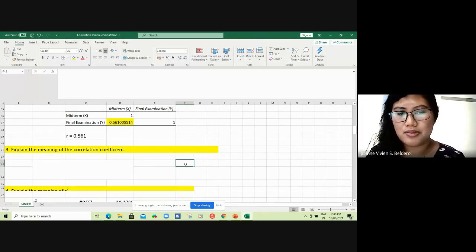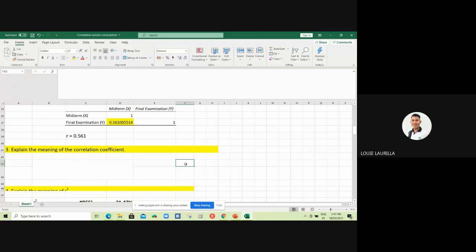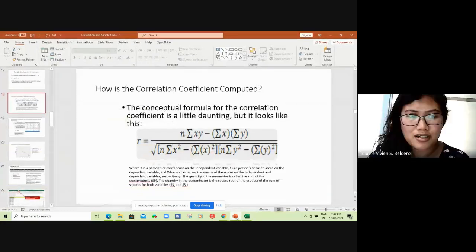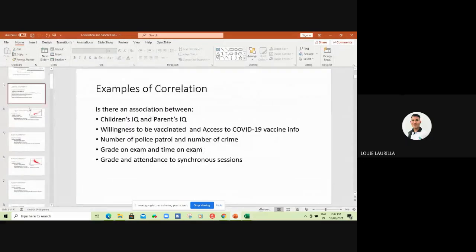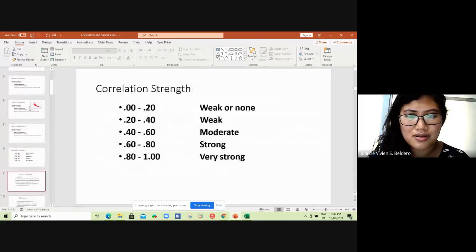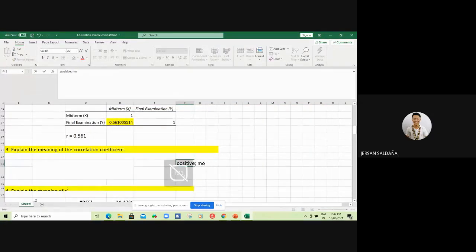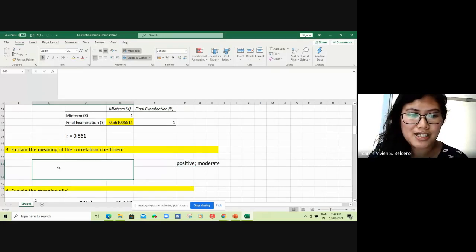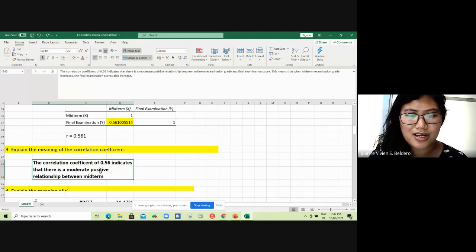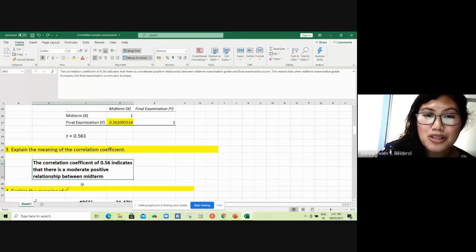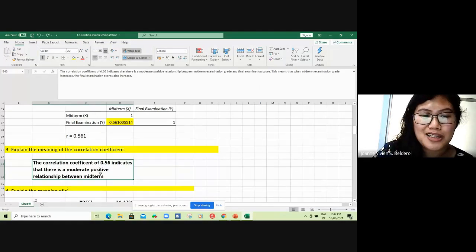Is it positive, negative? Positive. Positive, ma'am. And moderate, ma'am. So it's moderate. Correct. But of course, we need a complete sentence, no? So this is a phrase, not a complete sentence. So this is a template, you just edit what the relationship really is.